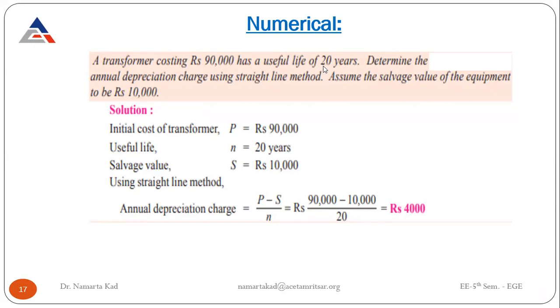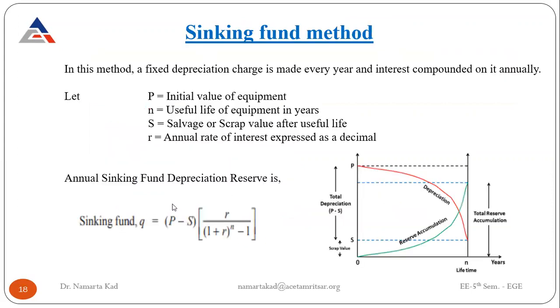So what is the annual depreciation reserve? As per the straight line method, it is P minus S divided by N, that is 90,000 minus 10,000 divided by 20. It comes out to be 4,000. So we have to keep aside 4,000 every year as the annual depreciation charge. Now the next method is the sinking fund method.